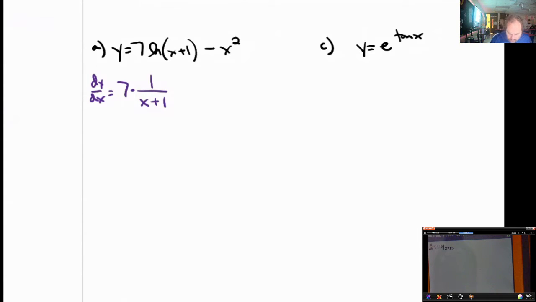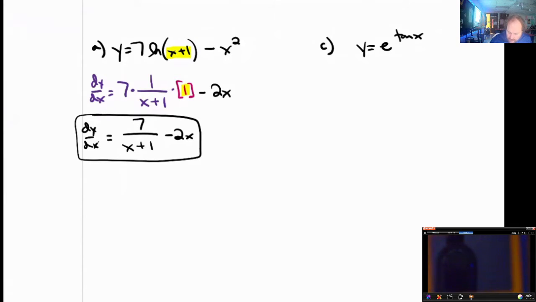Now, technically, there is a chain rule here because there is an inside function of x plus 1, but the derivative of that is just 1. So in order to help illustrate the chain rule, I'm just going to write times 1 there, just to remind you that there is a derivative that you have to multiply by. But in this case, the derivative is just 1, so we don't really need to worry about it. And then in the next term, we have minus 2x, like that. So if you want to clean that up, the derivative is going to be 7 over x plus 1 minus 2x. That's the first derivative, y prime or dy dx.